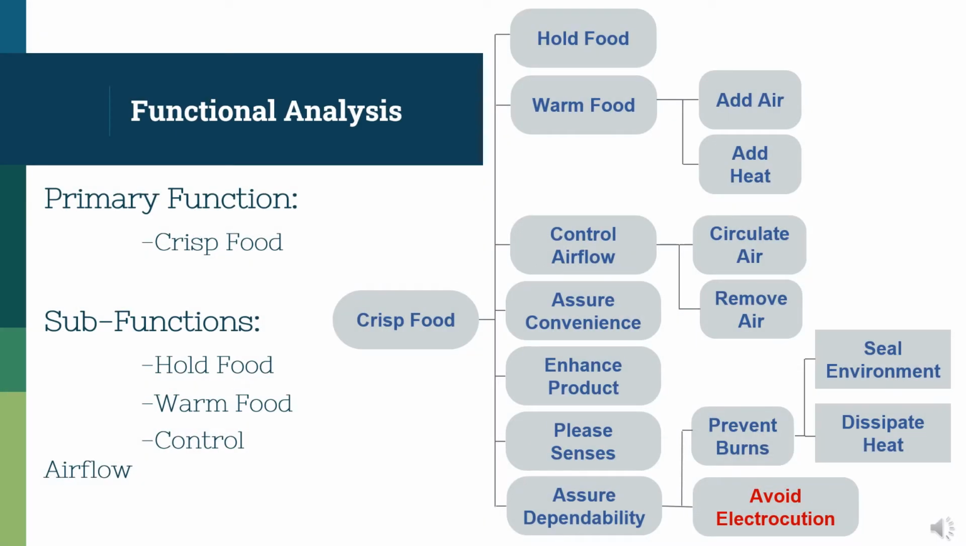The primary function of an air fryer is to crisp food. In order to do that, it needs to hold food, warm food by adding air and adding heat, control airflow by circulating air and removing air, assure convenience, enhance product, please senses, and assure dependability by preventing burns through sealing the environment and dissipating heat, as well as avoiding electrocution to the user.